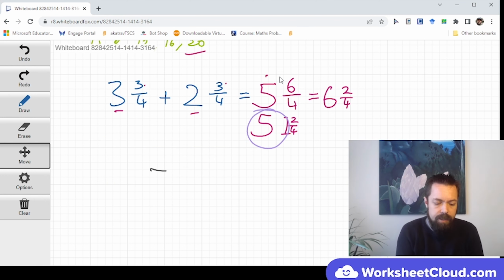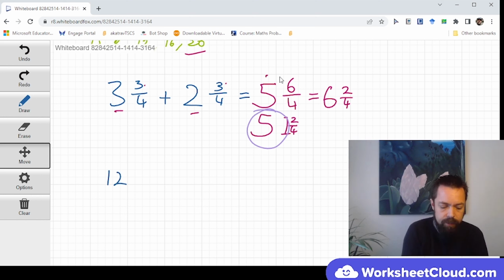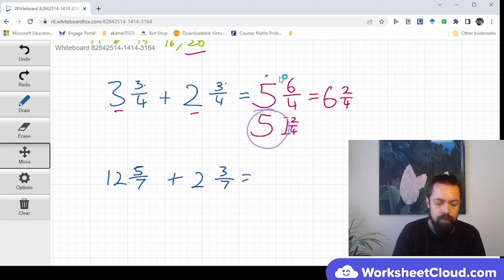Okay, let's do another one of those. So it works the same if you've got different denominators, just the first step is then to make the denominators the same. 12 and 5 over 7 plus 2 and 3 over 7. Okay, step 1, let's see what happens when we put it all together. 14, 8 over 7. Right, and again we've got the situation where we have an improper fraction.